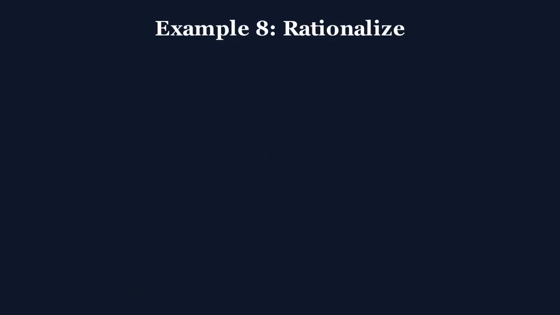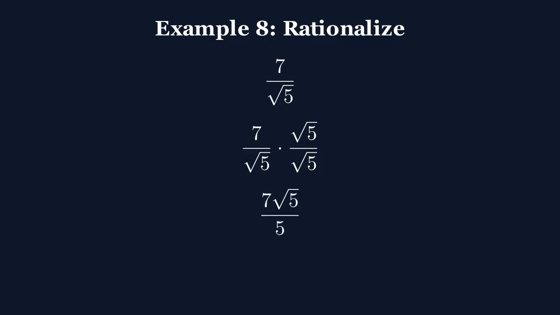Example 8. Rationalize 7 over square root 5. We do not want a radical in the denominator. Multiply the numerator and denominator by square root 5. The numerator becomes 7 square root 5. The denominator becomes 5. So the final answer is 7 square root 5 over 5.